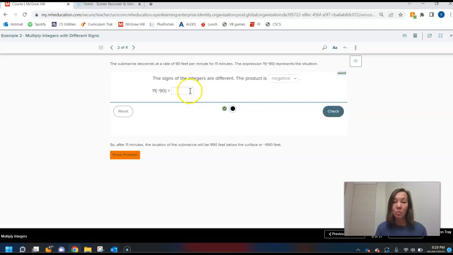And now we just have to multiply these two. So 11 times negative 90 is 990, but since it's a positive times a negative, opposite signs, then our answer will be negative. So it will always be negative when we have one of each.